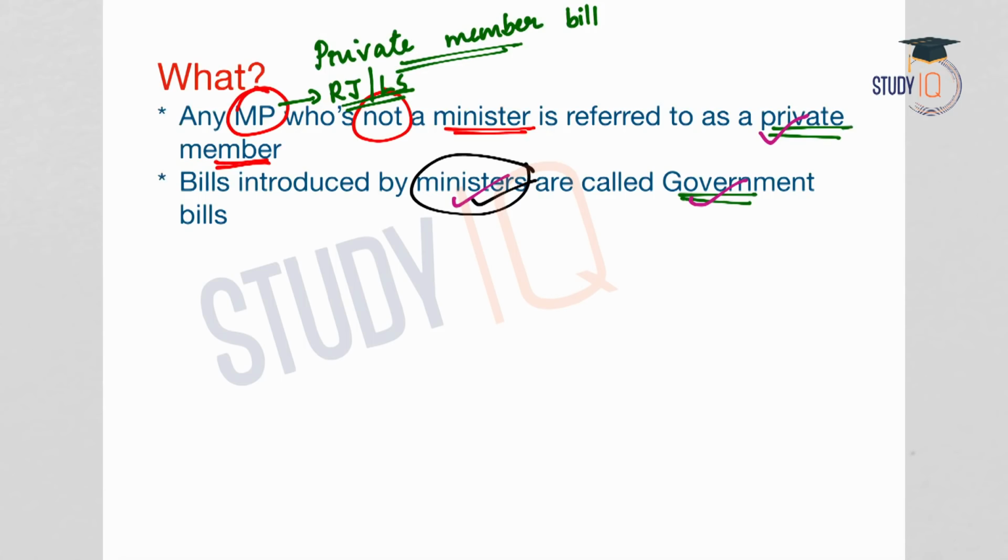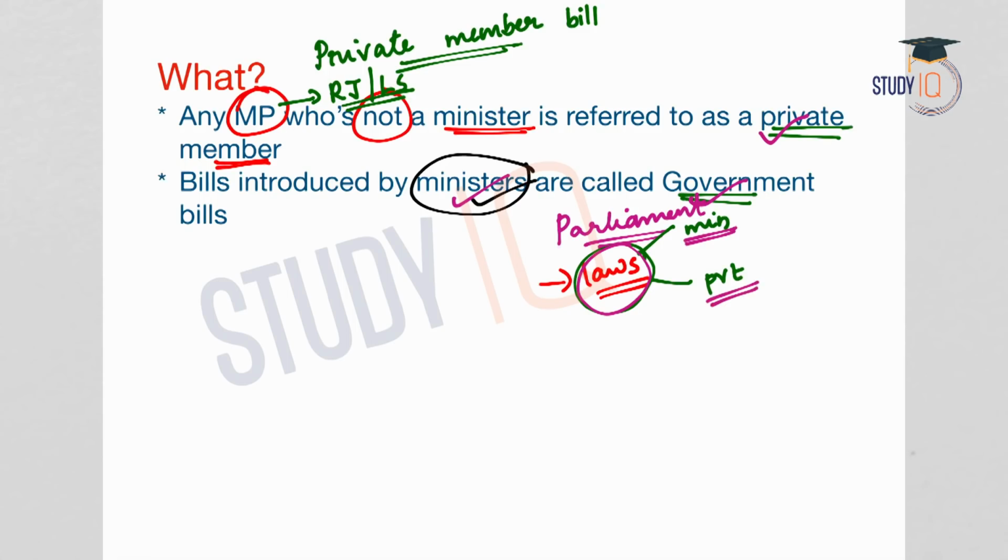Now, what is the key role of parliament? The most important function of the parliament is to make laws for the country. So, the parliament will have to discuss and debate issues and make laws for the country. These laws can be initiated either by the ministers or by the private members, and this initiation of lawmaking is known as the introduction of a bill.